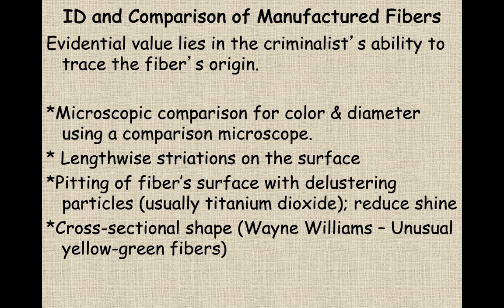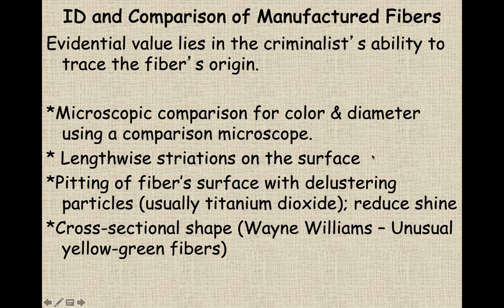So when you are identifying and comparing manufactured fibers, the value that they have as evidence in a crime is to try and trace the fiber back to its origin, which again can be very difficult. So what are we going to look for? We're going to look for color and diameter. You can use a comparison microscope for that. This is very similar to what they did in the Melissa Brennan case, where they were trying to find the fiber of that outfit that she was wearing, that one very specific outfit.